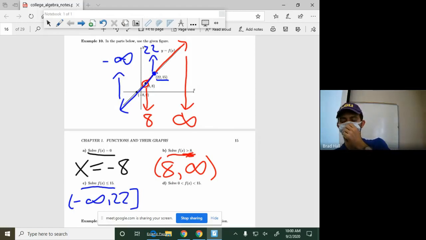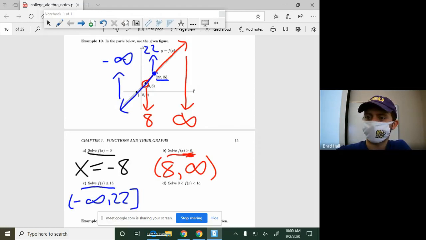So for part D, it wants to know two things simultaneously: when the function is trapped in between 0 and 15. Let's see. I'll do this in the color black. From 0 to 15, in fact, I might have to erase some stuff.